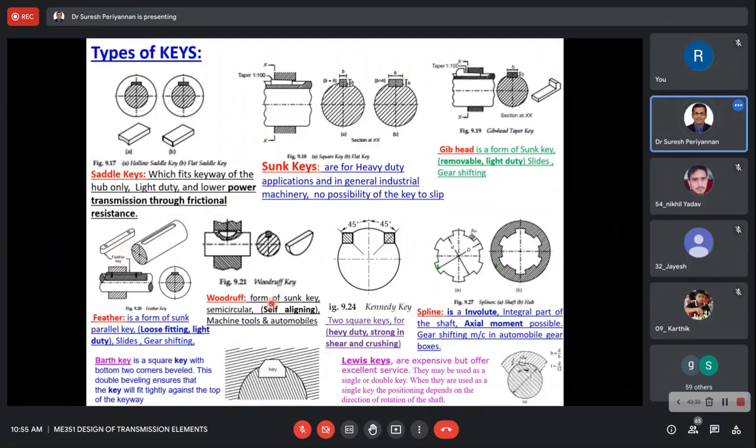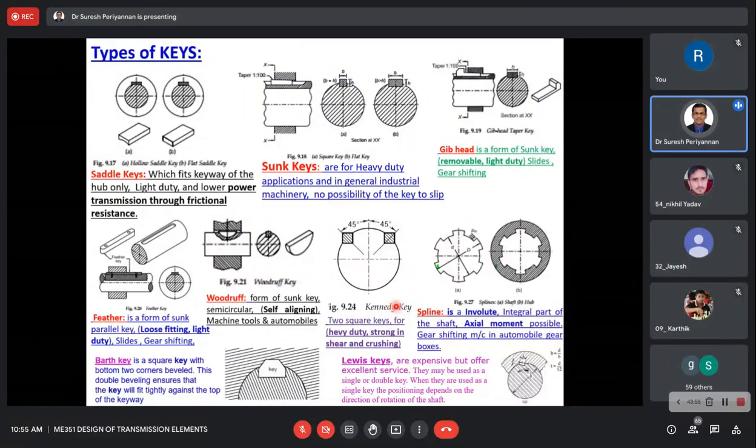Now the Woodruff key is also under the sunk key category. This is a semicircular key like this. Wherever self alignment is going to happen, we use this type of key, especially in machine tools and automobiles. Now I come to this.